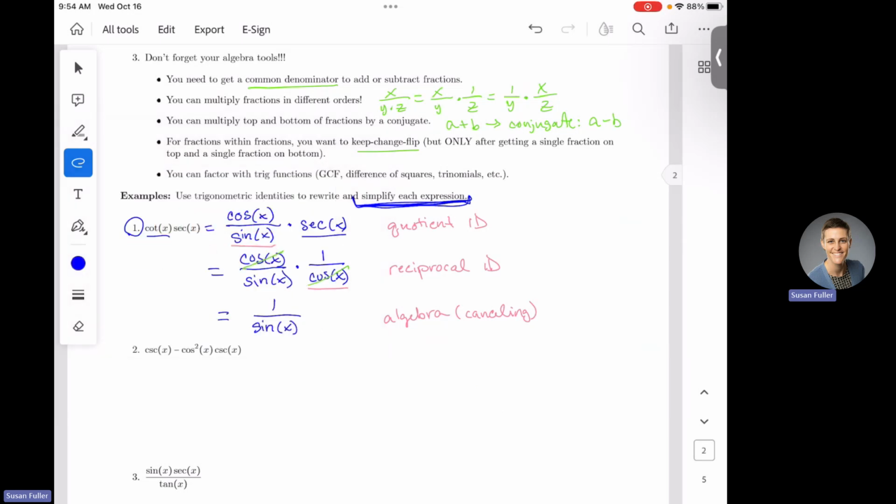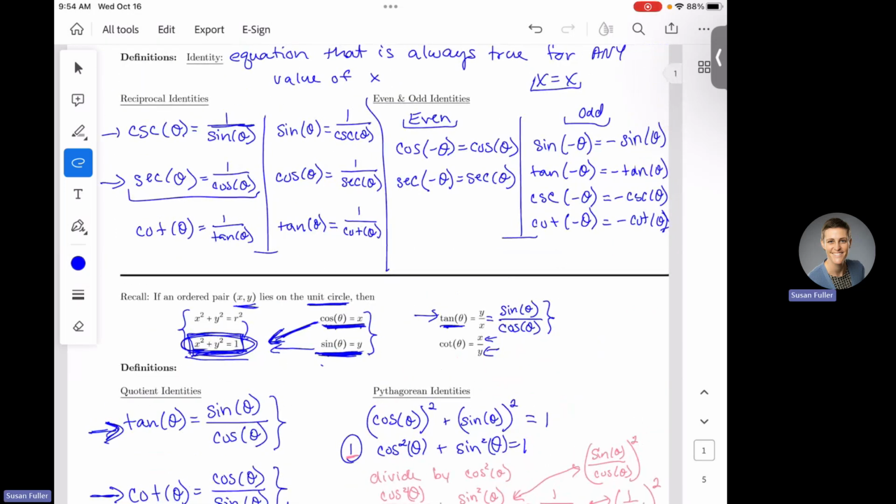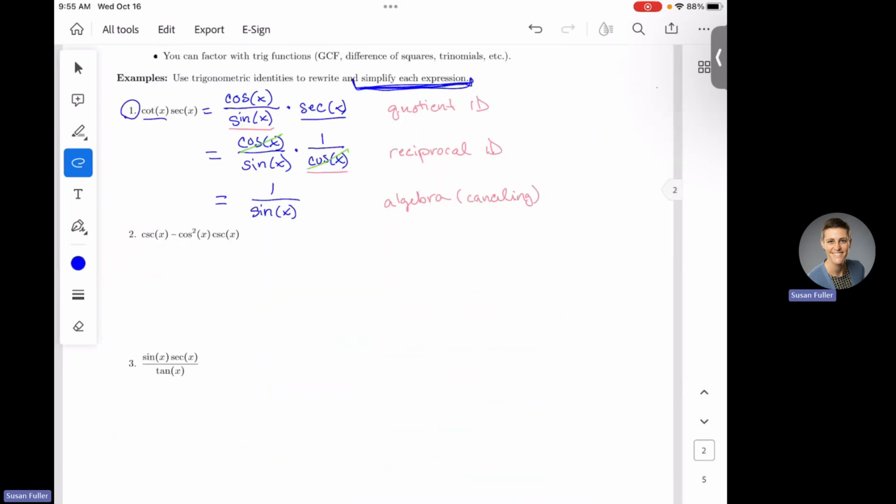And we're not quite done because 1 over sine of x, can we get that into a simpler form or just like a trig function on its own? Come back to here. Do you see 1 over sine of x anywhere? Oh yeah, right here, 1 over sine. We can write that as its reciprocal function, cosecant, right? 1 over sine is the reciprocal of sine. That is cosecant of x.